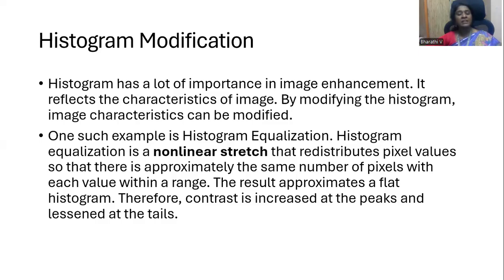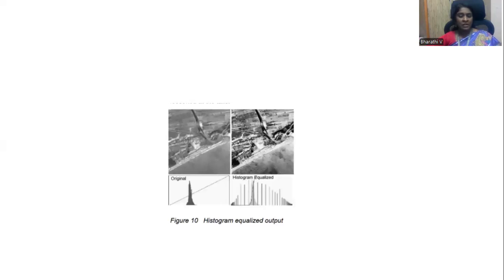The third category which comes under image enhancement is histogram modification, which has a lot of importance in image enhancement. This is a non-linear stretch, which uniformly distributes the pixel values across the entire picture, so it is a flat histogram. Therefore the contrast is increased at the peaks and lesser at the tails. By modifying the histogram, the image characteristics can be modified. The example we can see for the histogram.